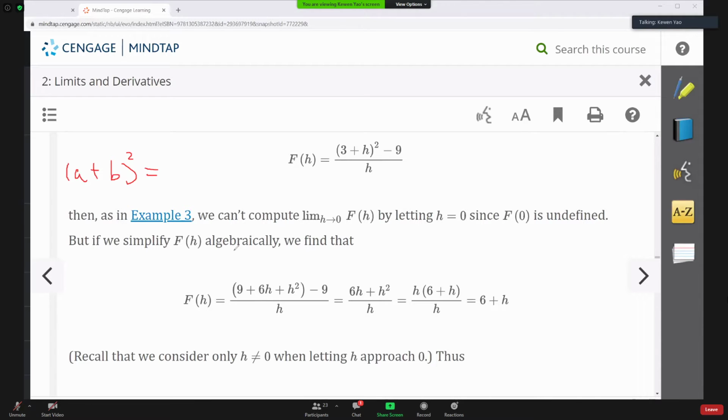Tell me. Is it a squared plus b squared? Of course, it's wrong, right? So what's the right answer? A squared plus what? 2ab. 2ab, right? Don't forget the middle term. Plus b squared. That's the right answer.